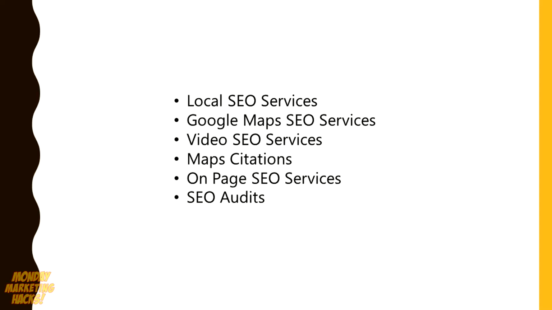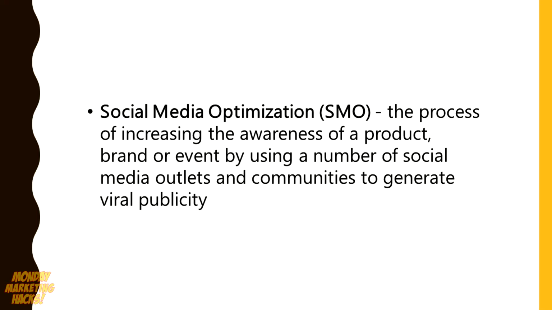And then later on, you can start offering some of these other services that you don't know how to do and use outsourcing platforms for that, right? And make even more money. So let's go over some more stuff that you can offer. You could use social media optimization, which is SMO. And of course, this is the process of increasing the awareness of a product, brand, or event by using a number of social media outlets and communities to generate viral publicity, right?